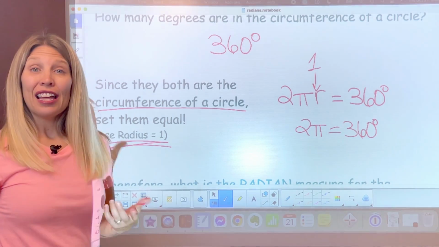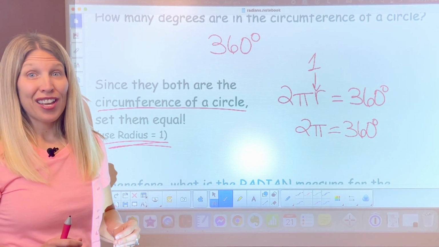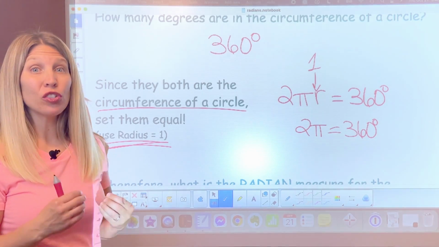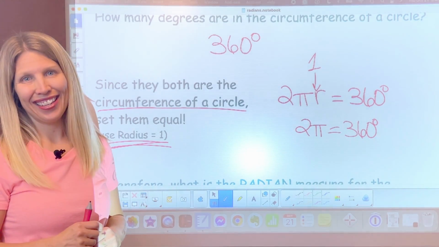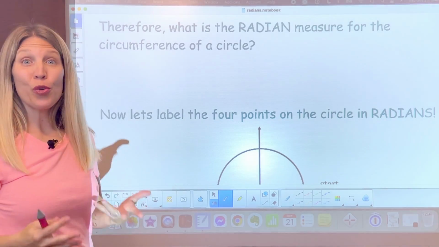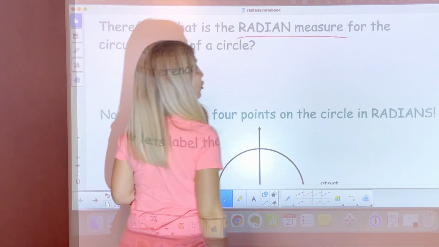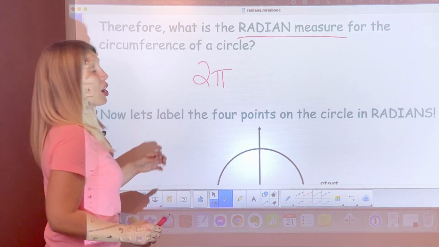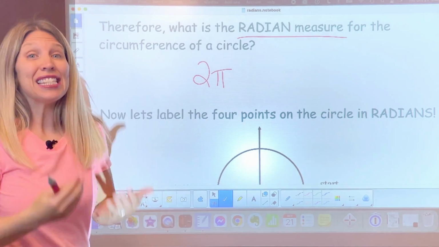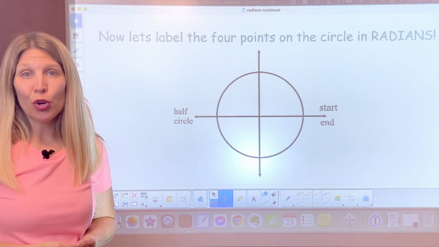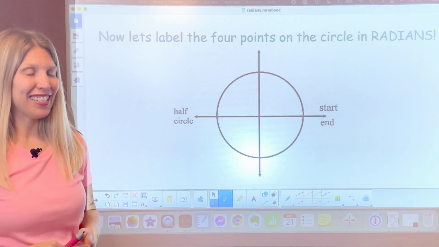Okay, good. Therefore, we now know that a full circle is 360 degrees, and it also equals 2 pi. And that is our radian measure for a circle. Therefore, we now know that the radian measure for a circle is 2 pi radians, which is the same as 360 degrees. Now let's label our circle in radians.